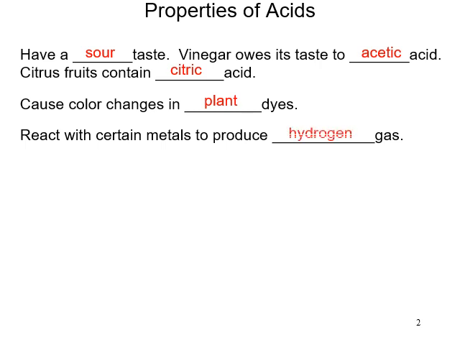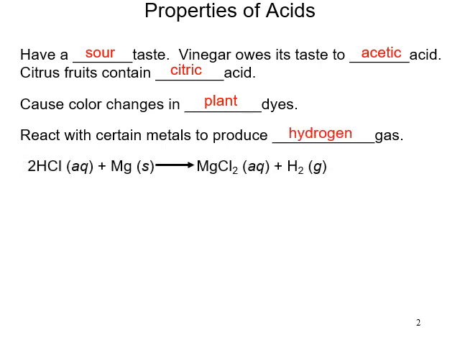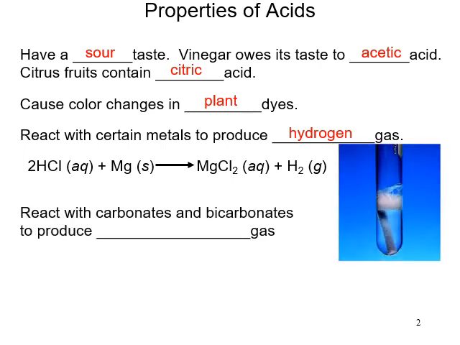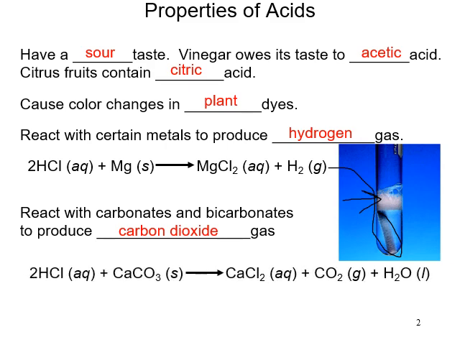They react with certain metals and produce hydrogen gas, such as magnesium. This was something we saw previously. Magnesium reacting with hydrochloric acid makes hydrogen gas. They react with carbonates and bicarbonates to produce carbon dioxide gas. Here you see the bubbles of, well, actually this is hydrogen. I can see the piece of metal right there. But baking soda and vinegar will give you carbon dioxide gas.